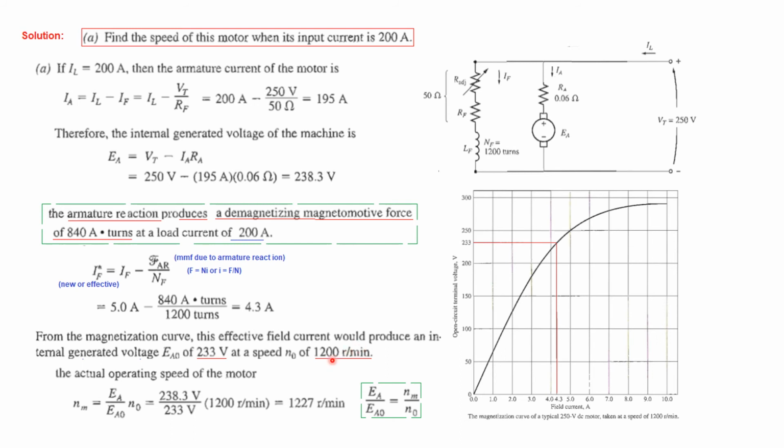So now keep in mind that without the armature reaction the no load speed was 1200 revolutions per minute, but because of the armature reaction the speed has increased.